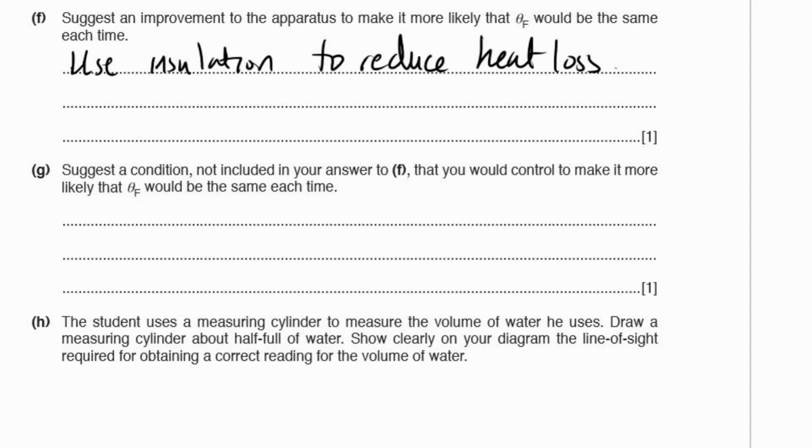There we are. Use insulation to reduce heat loss. G. Suggest a condition not included in your answer to F that you would control to make it more likely that theta f would be the same each time. Right. I think one of the main things to do would be to control, say, the starting temperature of the hot water and the cold water.